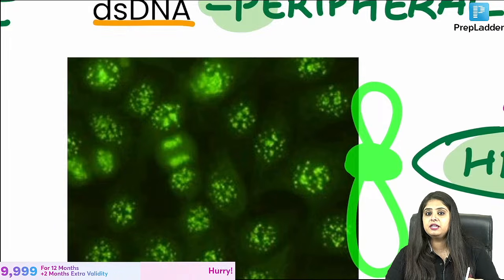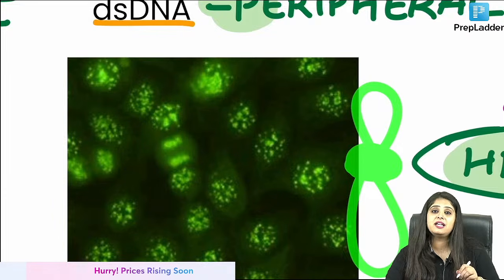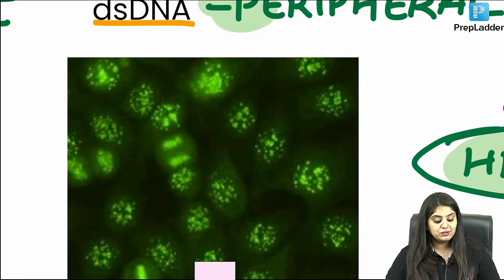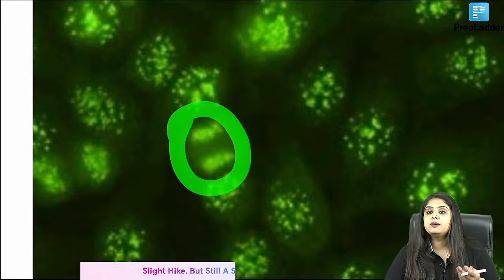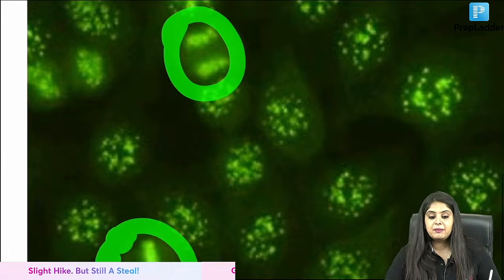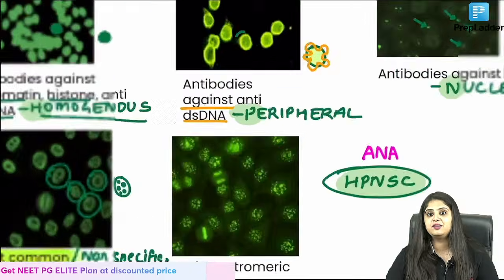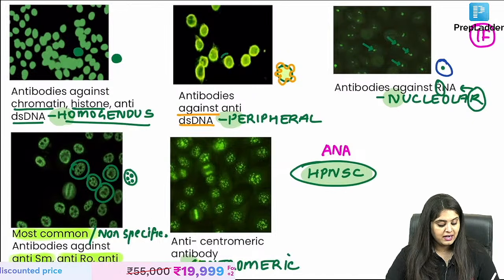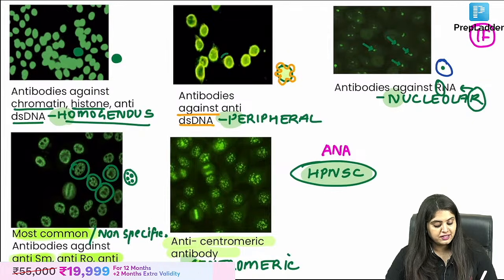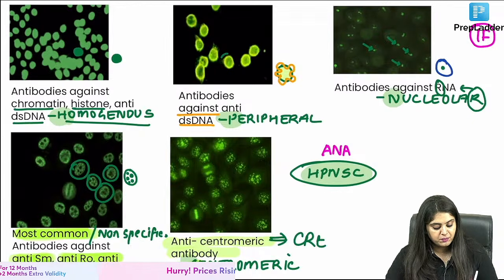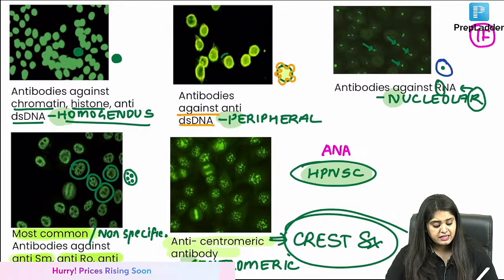So that sharp green color dot is centromeric, but it will not be identified in the exam. So the trick is you are seeing the whole chromosome. In centromeric pattern, you can see a proper chromosome being arranged over here. That is centromeric pattern. And centromeric pattern is obviously which antibody? Anti-centromeric antibody, seen in which syndrome? It is seen in CREST syndrome.